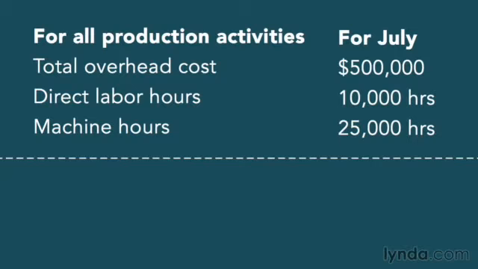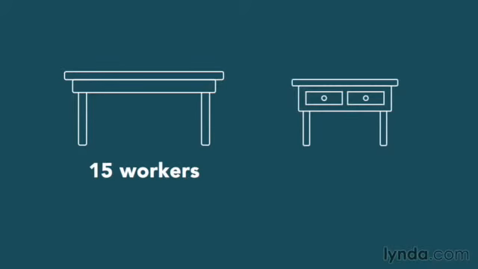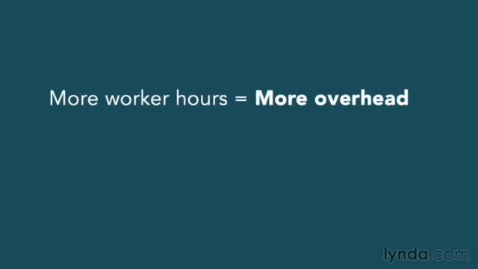Let's say I've got two projects going. I've got this big, fancy dining room table made out of oak going on, and I've got 15 workers gathered around doing various things. And I've got a little child's desk project at the other side of the factory over there. There are two workers working on that one. Which one of those two projects, the big dining room table project or the little child's desk project, is going to consume more overhead cost? Well, where there's more workers.